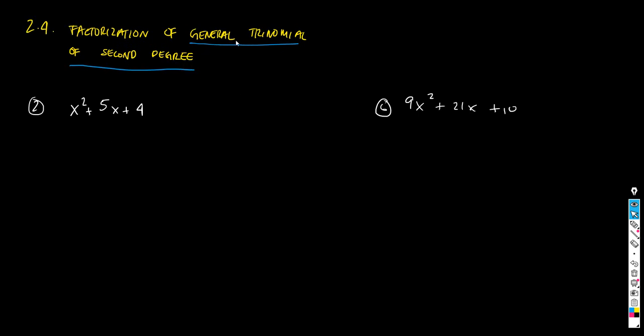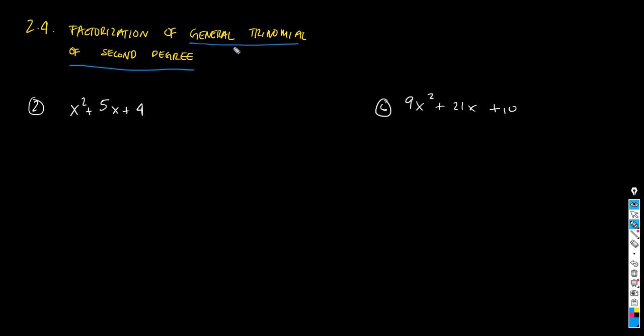And once again, I know that you know how to do this from junior high, because this is a technique that is taught in that period. And let's get down to business, right? I'm going to show you two examples of how to factorize a general trinomial of second degree. And first, let's talk a little bit about this name, general trinomial of second degree.